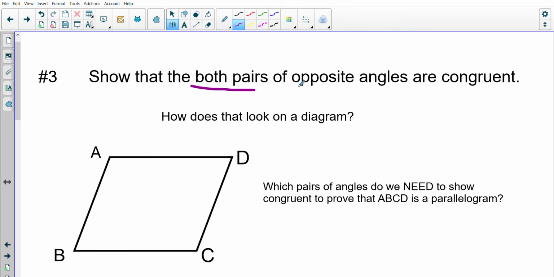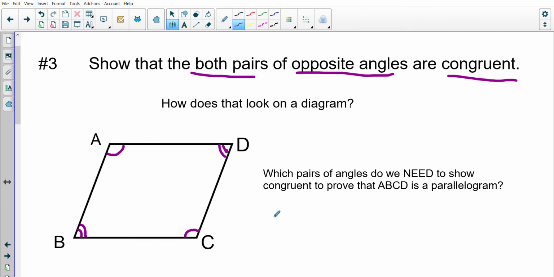What if both pairs of opposite angles are congruent? Okay, how would this look on a diagram? Well, if we had something like this, and we have one arc mark on angle A and another one on angle C. And then if we had 2 arc marks on angle D and its opposite angle, angle B. If we could show this in a diagram, we can say, hey, this figure is a parallelogram.